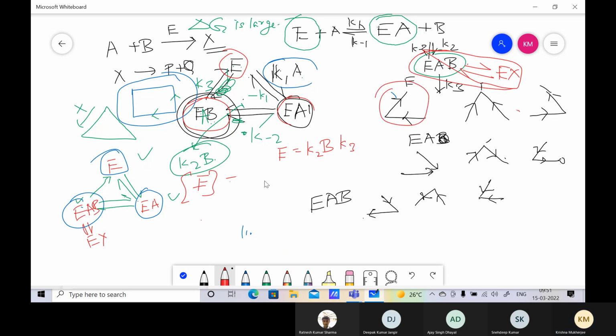ये हो गया प्लस ये क्या है? K3. और ये वाला क्या है? K-1. ये हो गया, ये K-1 है, ये K3 है. फिर ये वाला, ये क्या है? K-2 into K1. Sorry, K-1. ठीक है ना? ओके, ये वाला हो गया. तो E का ये हो गया इक्वेशन.